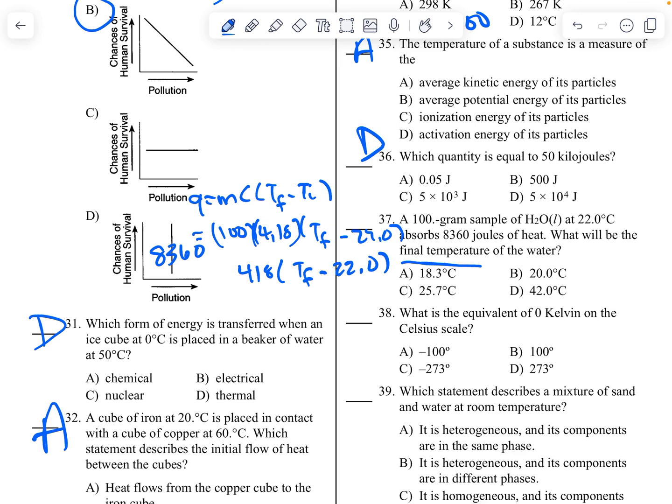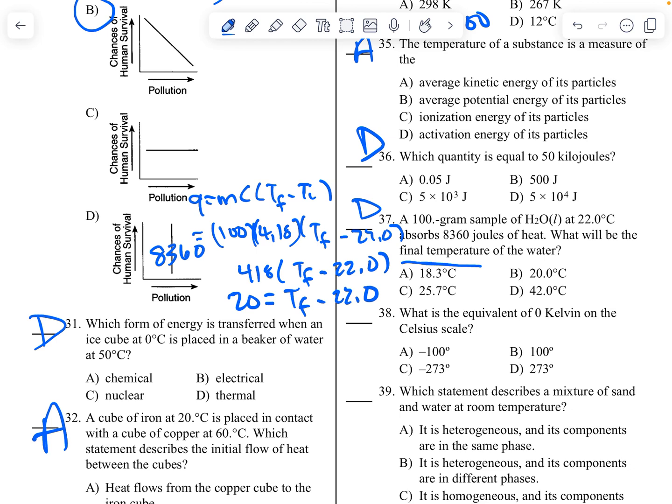So let's divide both sides by 418. So 8360 divided by 418 gives me 20 equals TF minus 22.0. So we need to add 22.0 to both sides. And so I'm going to get 42.